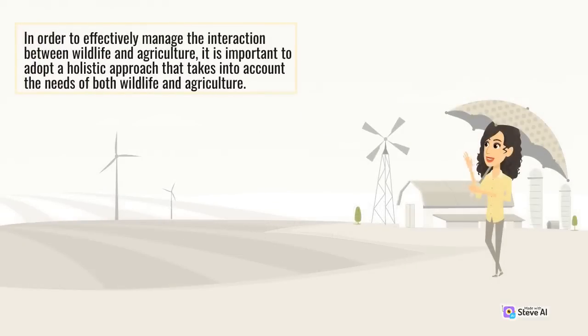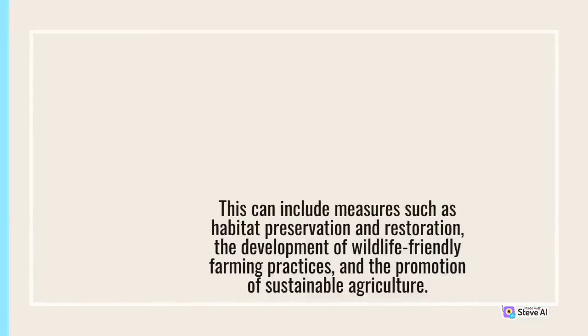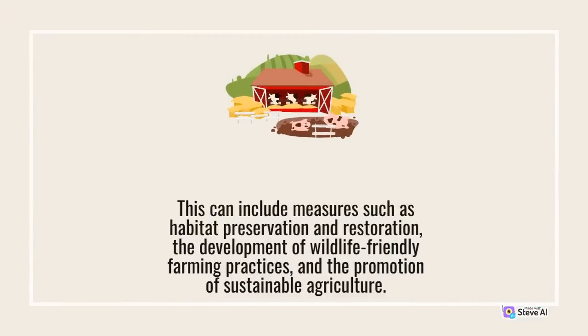In order to effectively manage the interaction between wildlife and agriculture, it is important to adopt a holistic approach that takes into account the needs of both wildlife and agriculture. This can include measures such as habitat preservation and restoration, the development of wildlife-friendly farming practices, and the promotion of sustainable agriculture.